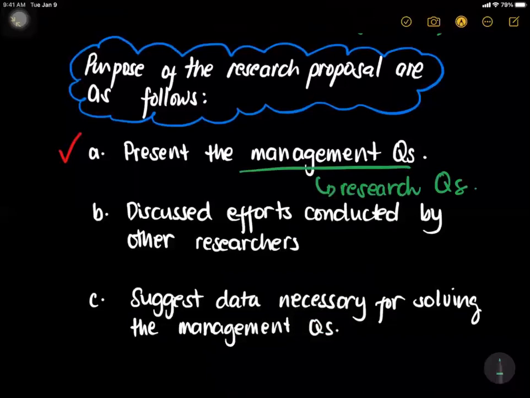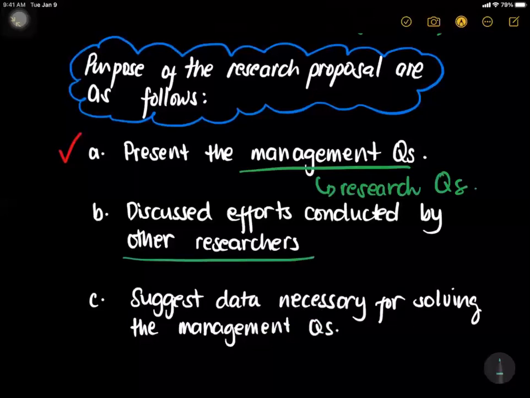All right. Also, you have to discuss the efforts conducted by other researchers who have worked on related management questions. So, discussing efforts conducted by other researchers would also mean relatedness of your proposal to previous studies done.